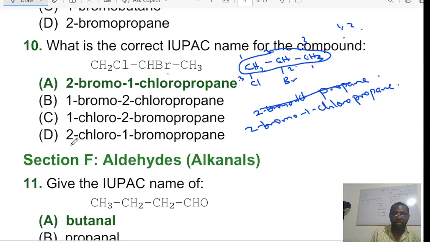So, 2-bromo-1-chloropropane. A is the answer to that question. You know, it's very confusing. One may want to choose D, but no, it has to be alphabetical. B comes before C. Don't forget that.